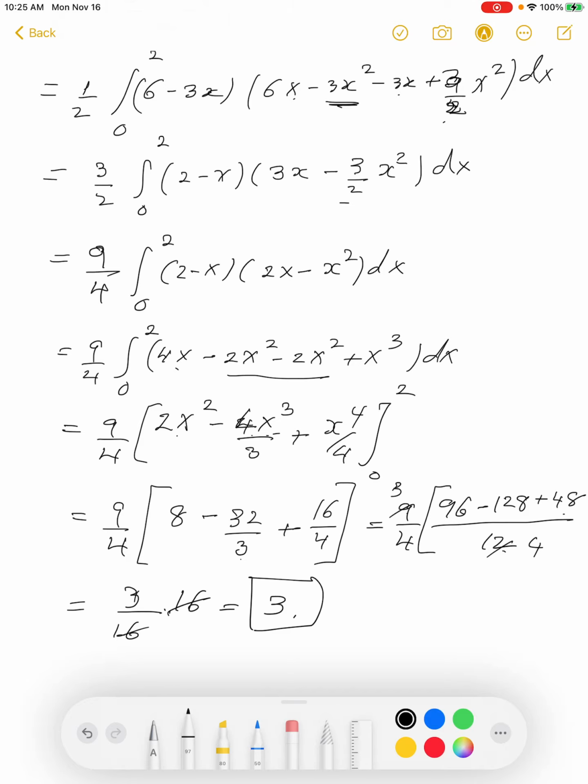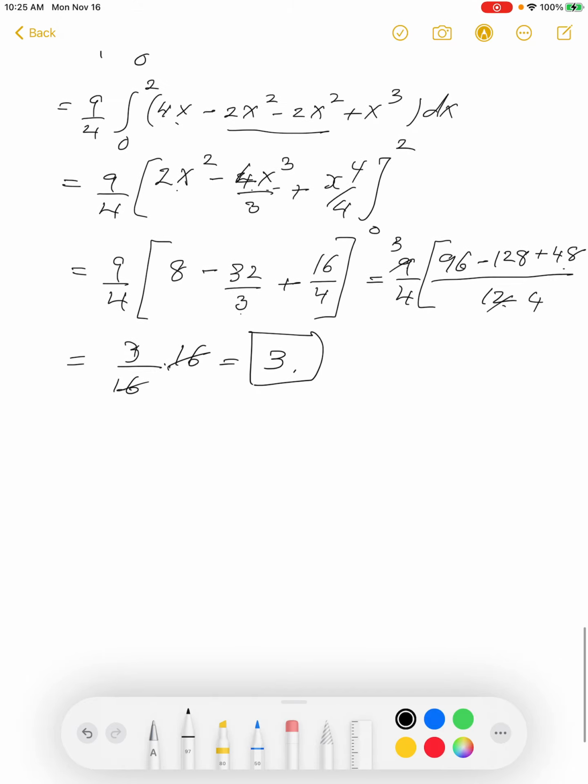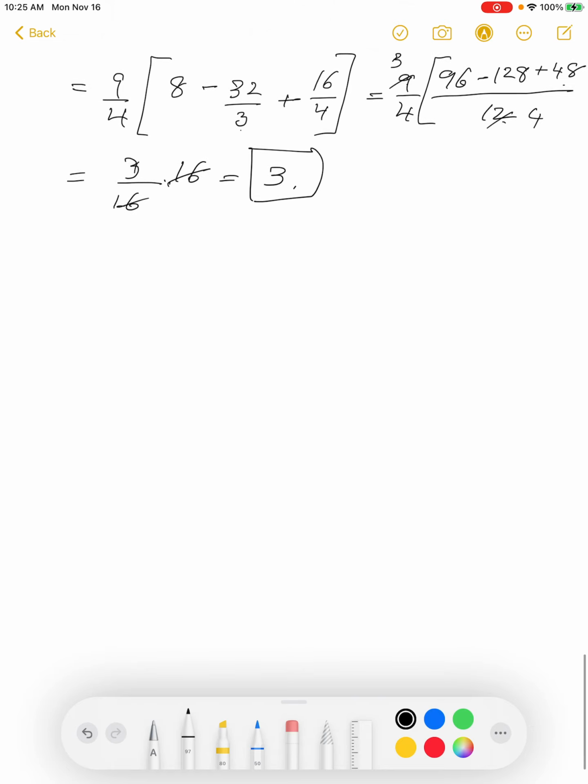The last thing was a little bit long, but it is not a difficult problem because the integration was just Calc 1 integration. Nothing difficult about that. Let's do one more.